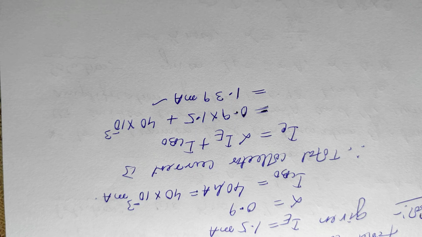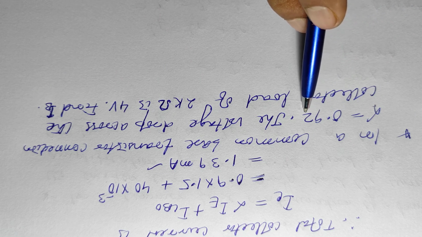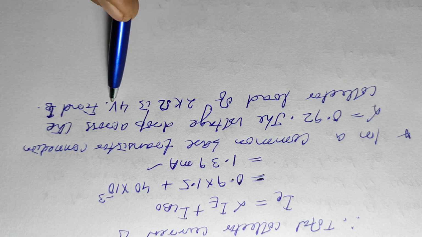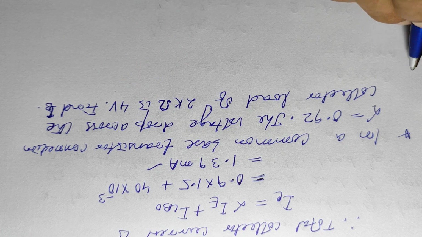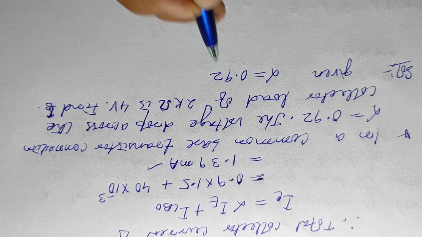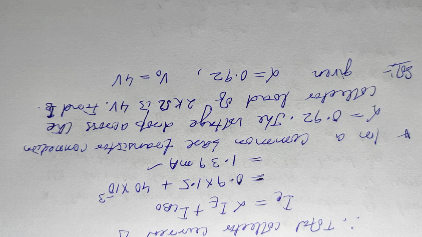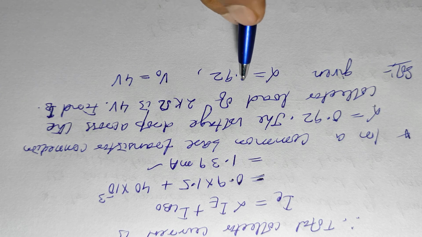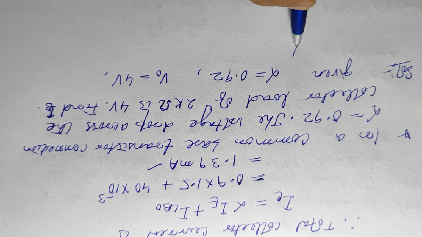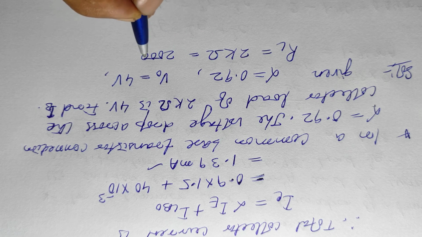Okay. So another question, in a common base transistor connection, alpha is equal to 0.92, current amplification factor is 0.92. The voltage drop across the collector load of 2 kilo ohm is 4 volt. That means voltage drop is 4 volt. That means given, see here, what are the given? Given alpha is equal to 0.92 and 4 volt, that means V0 is equal to 4 volt voltage drop, and 2 kilo ohm, it is the load resistance RL. Let us write here RL is equal to 2 kilo ohm. It will be equal to 2000 ohm.